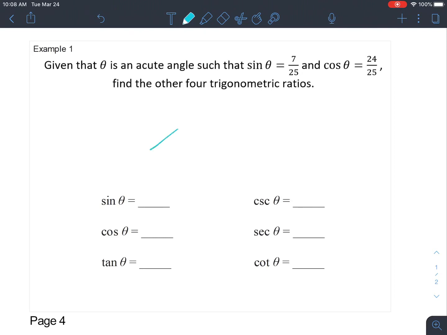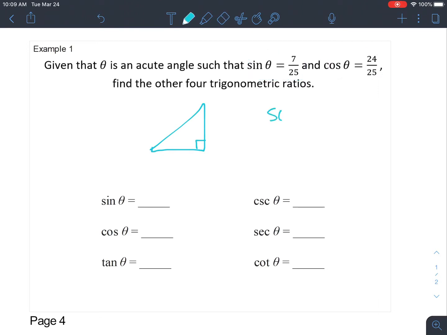Really, there's not any significance to knowing that it's acute right now. We're dealing with right triangles, and the two angles that are not the right angles have to be acute. So really, there's no need for us to know that it was an acute angle. Now, the second part is that we're told these two ratios. Sine of theta is 7 over 25, and cosine of theta is 24 over 25. And we're supposed to find the other four trig ratios.